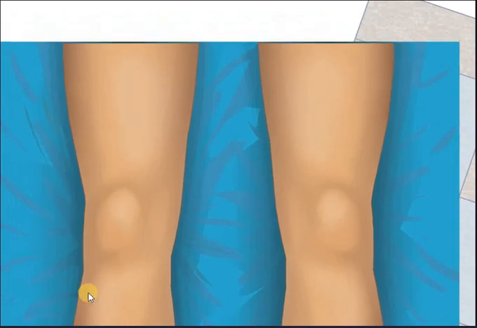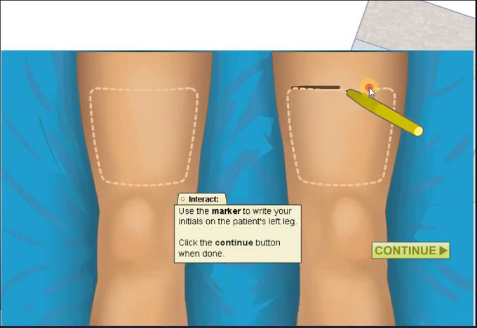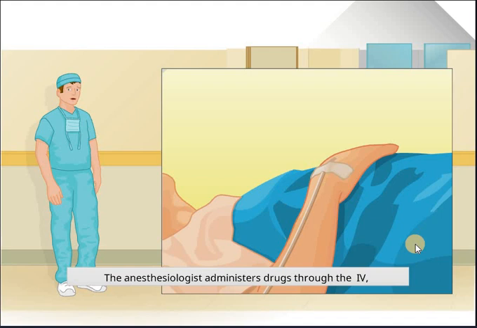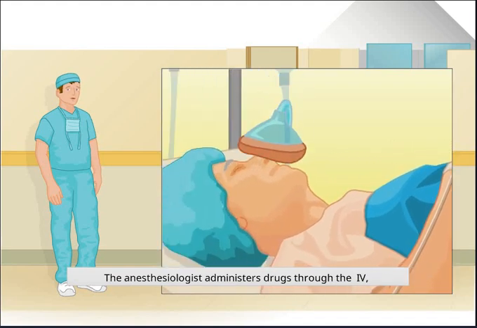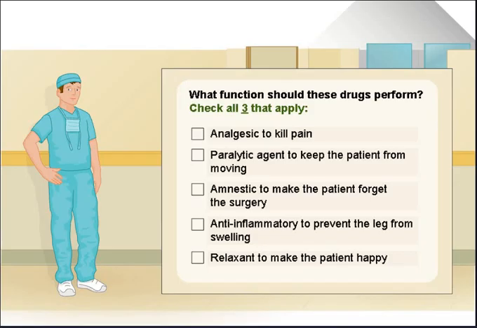Now it's your turn. Use the marker and write your initials on the proper knee to be operated on. This may seem silly, but it's an actual step taken to prevent wrong site surgeries. The anesthesiologist administers drugs through the IV and through a mask over the patient's face. What function should these drugs perform? Good work.